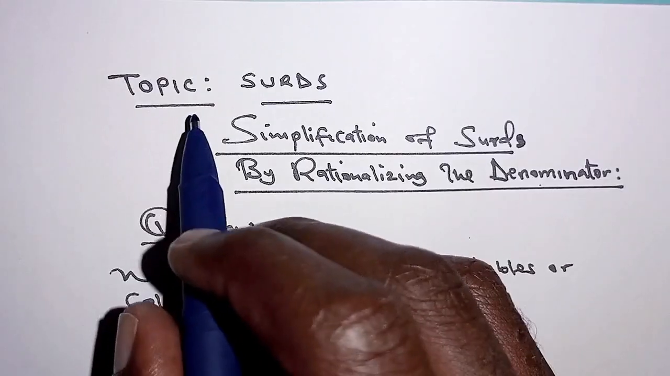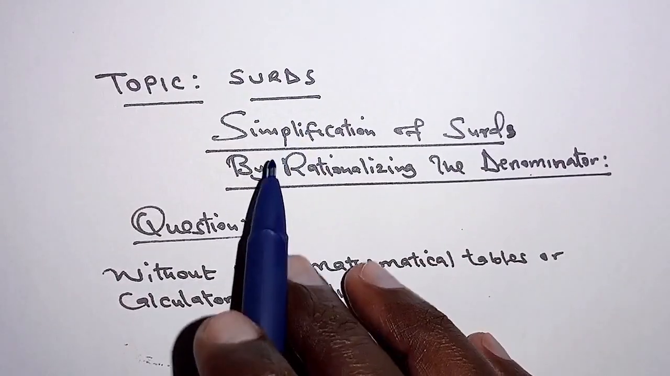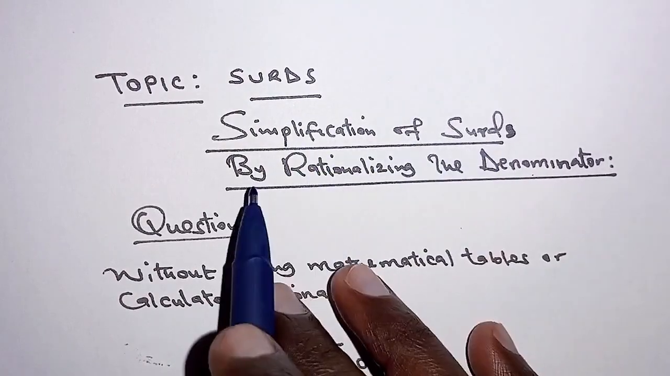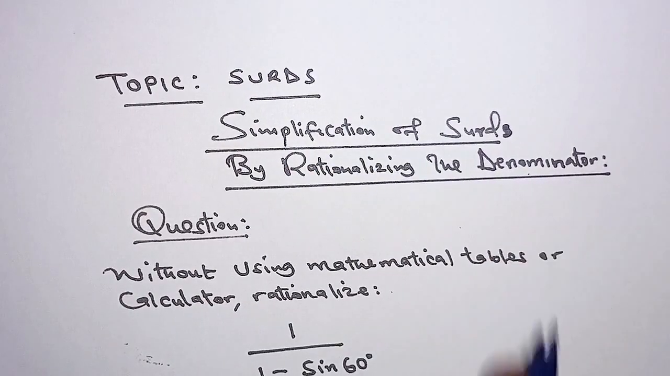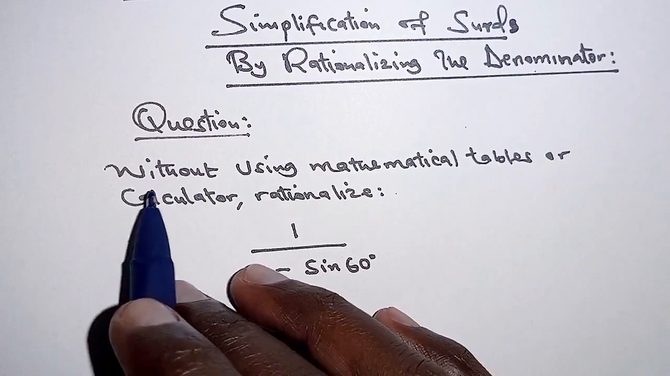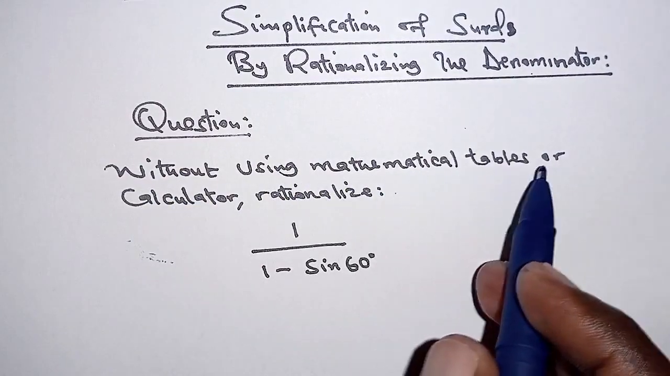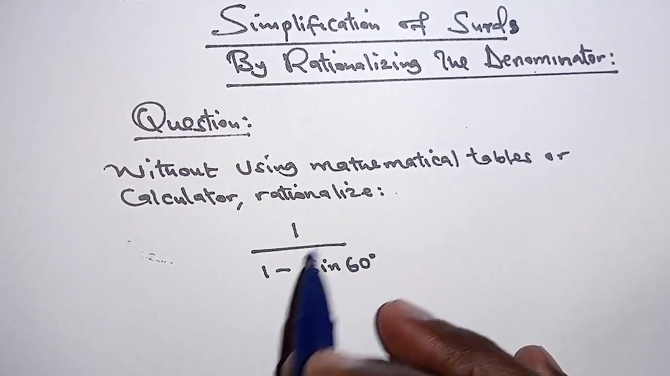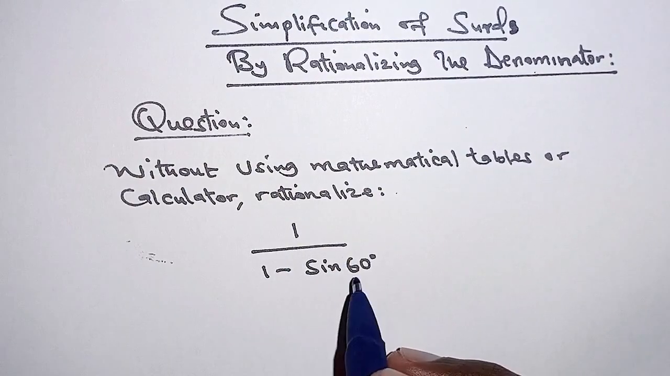Hello, the topic is Surds. We are looking at simplification of Surds by rationalizing the denominator. The question is, without using mathematical tables or calculator, rationalize 1 over 1 minus sine 60.